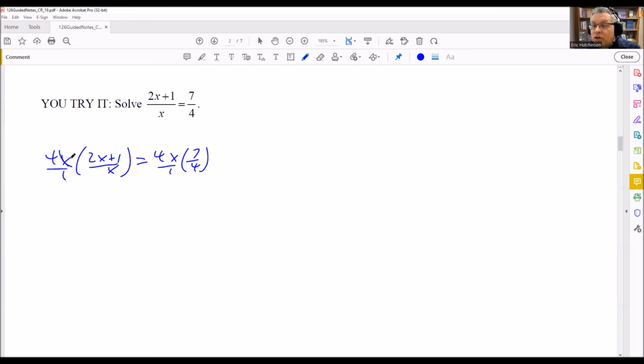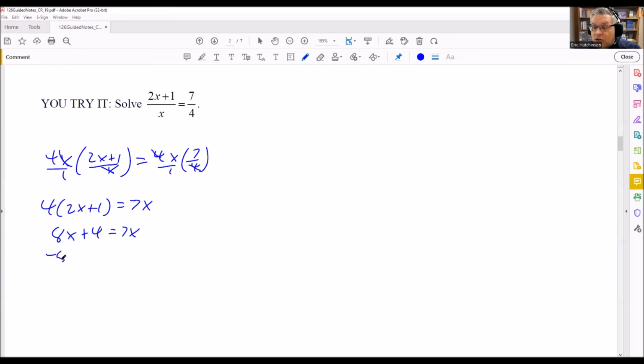We can cancel the x's. So x's cancel out there, and the 4's cancel out here. So we have 4 times 2x plus 1. On the other side, the 4's are gone, so we just have 7x. Now we'll multiply everything by 4. We get 8x plus 4 equals 7x.